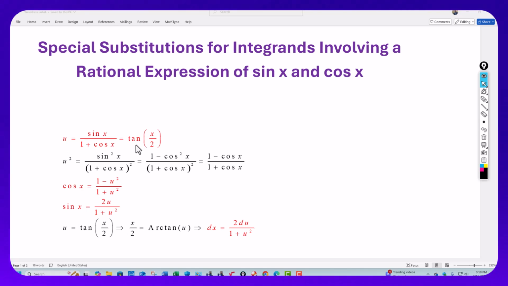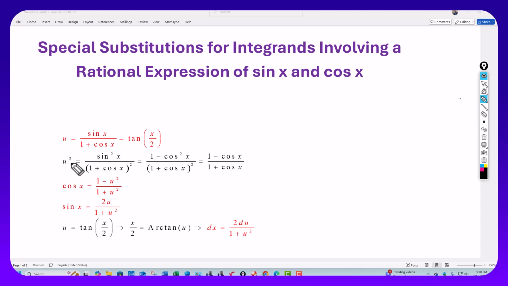So here's my substitution. Got the half angle for tangent. Tangent of x over 2 is equal to sine of x over 1 plus cosine of x. Now that's just a trig identity. There's two forms of it, and this is just one of them, and that's going to equal your u.